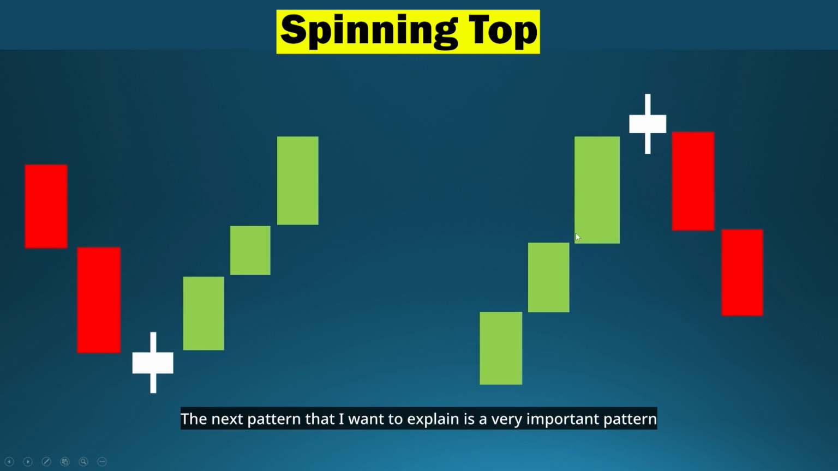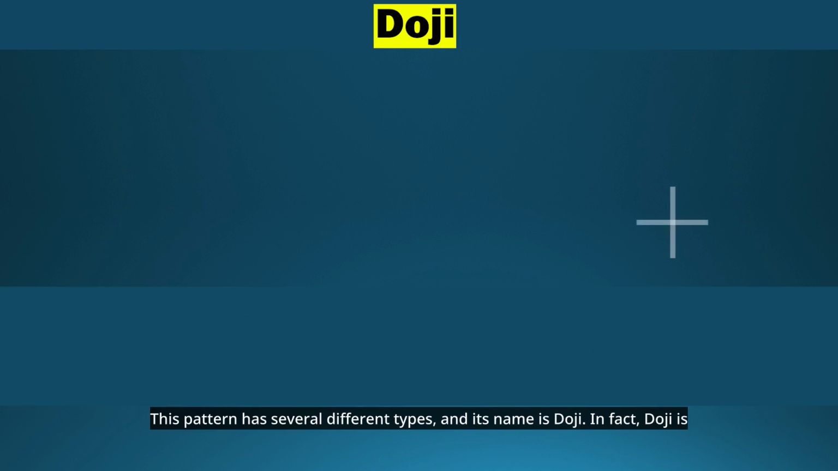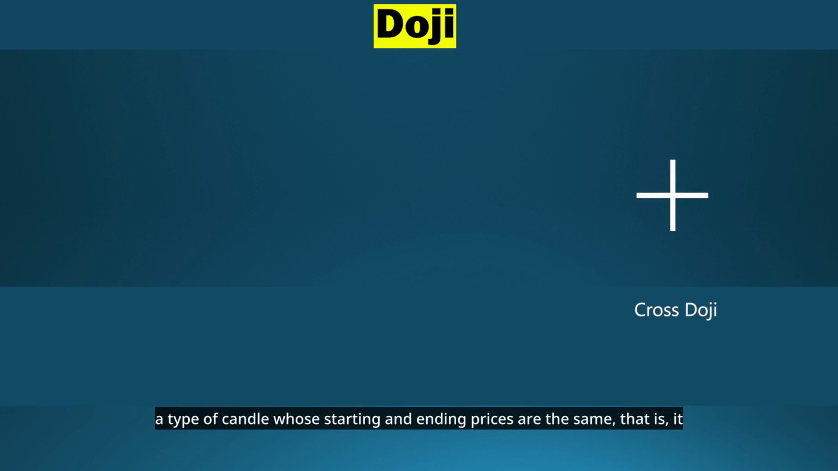The next pattern that I want to explain is a very important pattern. This pattern has several different types and its name is doji. In fact, doji is a type of candle whose starting and ending prices are the same. That is, it opens at the same price and closes at the same price. Look here, this candle has no body. It means that it is seen as a short line. So it means that the candle opened at this price and closed at this price.